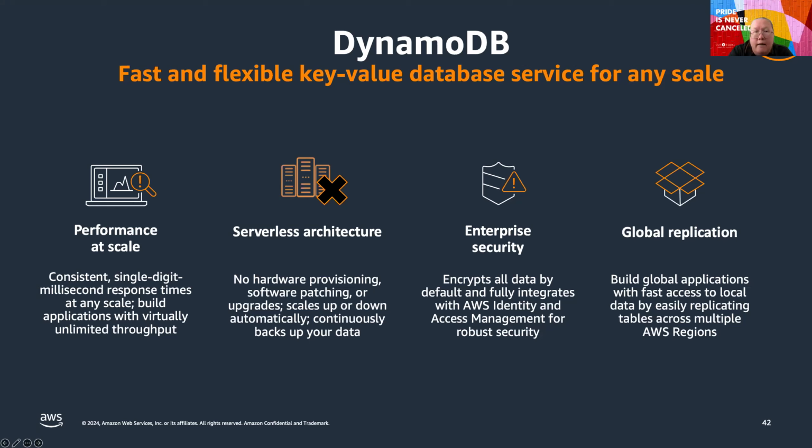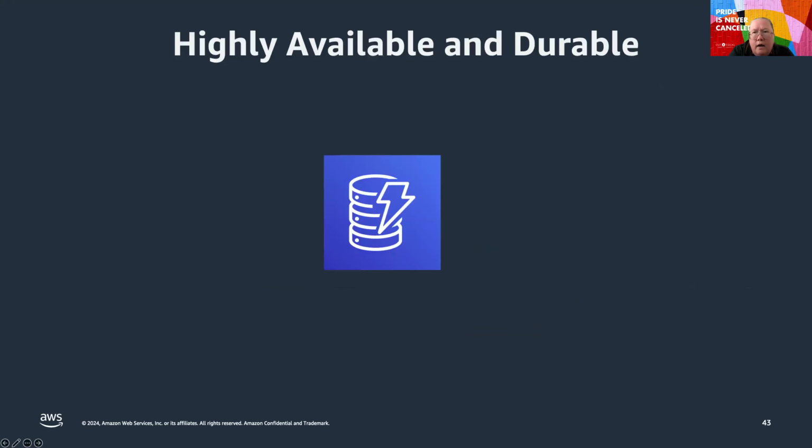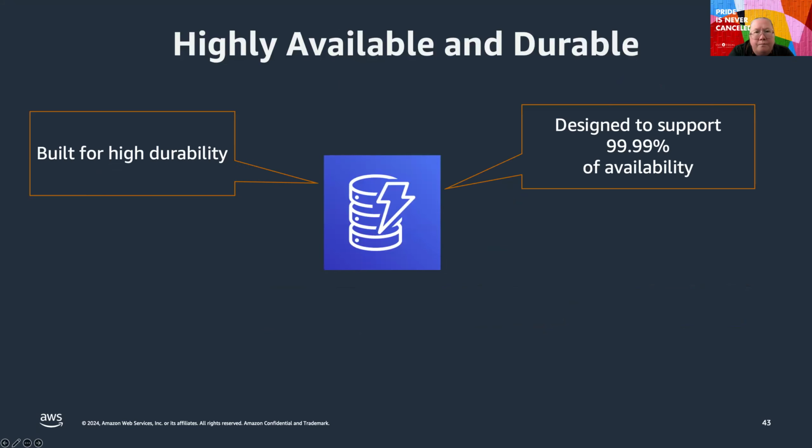Very typical use cases, like mentioned, Airbnb was one of them. Lyft is one of them, a very heavy user of DynamoDB and non-relational databases. So there's a lot of use cases where you see very typical customers, also very traditional customers, reverting to DynamoDB because of its performance. So let's look at the available and durable concept. DynamoDB is built for high durability, and it's designed to support 99.99% availability.